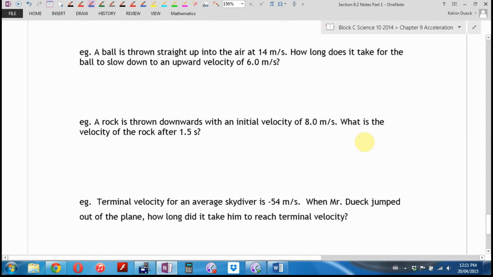I like this next one. What's this question asking me to find? Time. How long? All right. Now we go look for physicsy words and numbers.